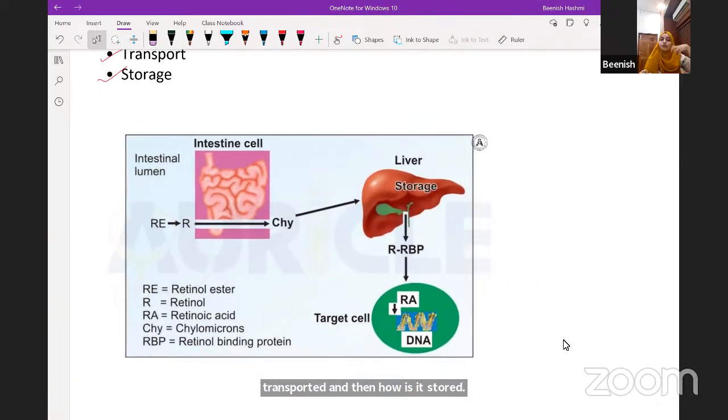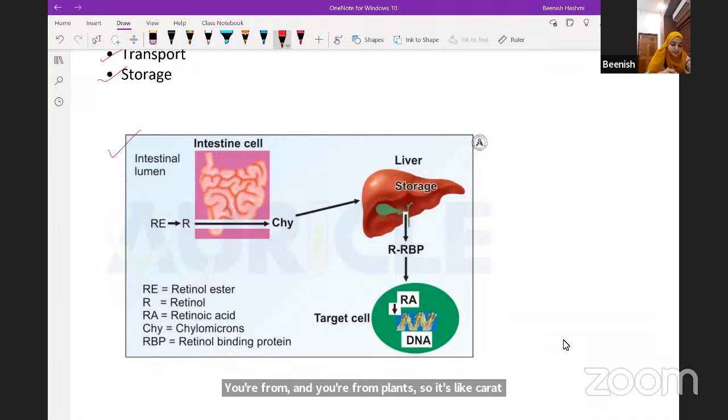So if through the diet, you get your vitamin A. Now, basically, your plant source will give you what? It will give you beta carotene, and your animal source will give you what? It will give you retinol ester. So your vitamin A from animal source, you're getting it in the form of retinol esters, and from plant source like carrot, mangoes, papayas, you are getting it in the form of beta carotene.